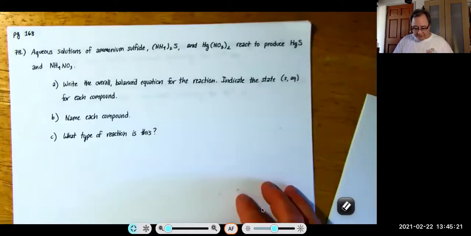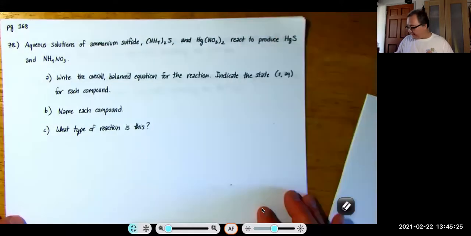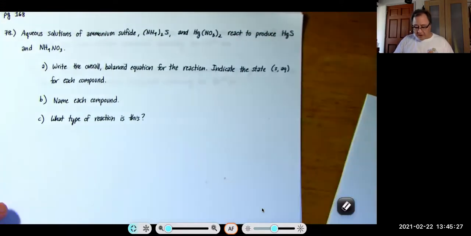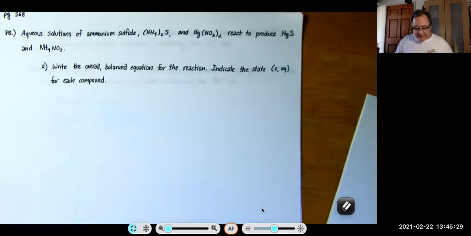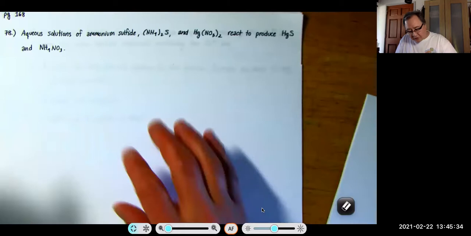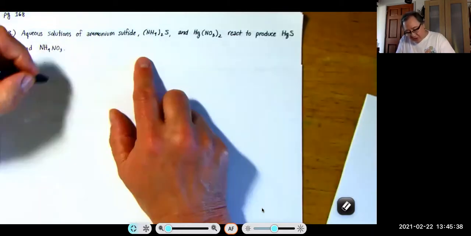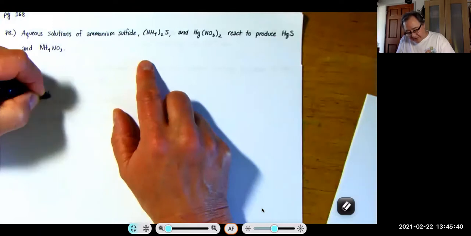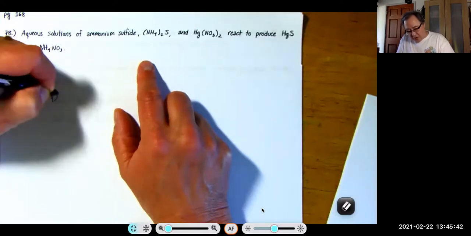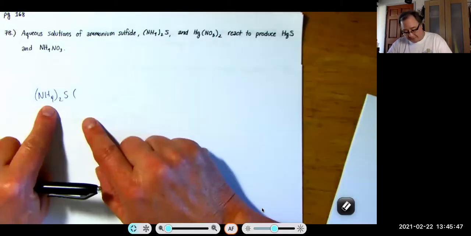Okay, so this one, they don't ask for a net, but we're going to do that. Write the overall reaction and indicate the states. So ammonium sulfide, it says it's aqueous. So the question is that going to be dissolved in the water? And the answer is yes, because of the ammonium.